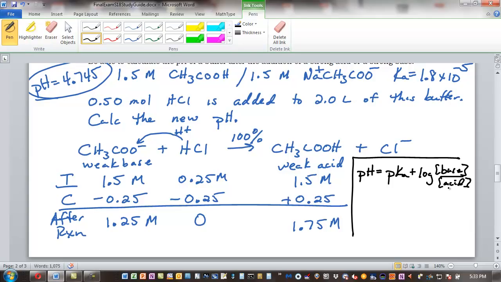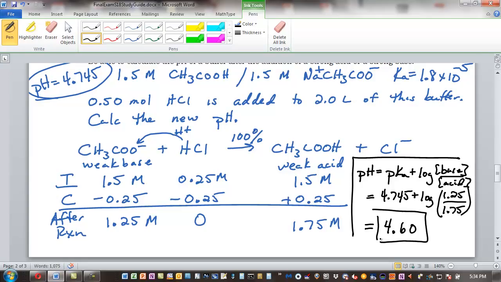Okay. We calculate the pKa value at the start of this reaction, so we know that. Oh, 4, sorry. Got ahead of myself there. Okay, make sure that you get the right concentration in the right place. This is the base part of our buffer. It reacted with the acid. And this is our acid part of the buffer. So it's 1.25 over 1.75. This comes out to about 4.60. I end up like 4.599.